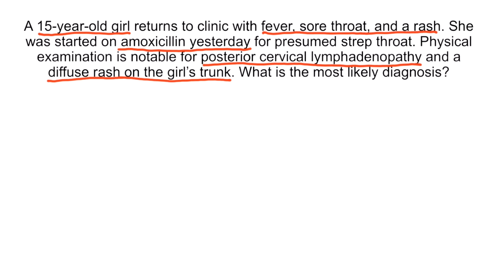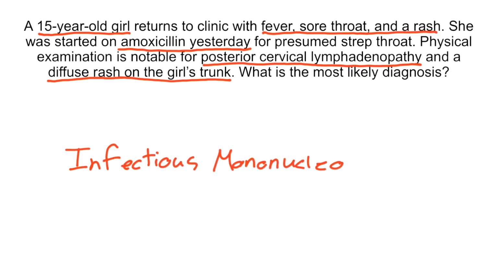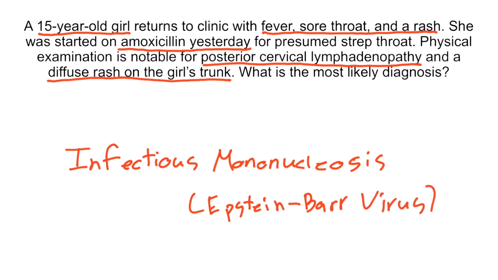Whenever presented with a teenager with a sore throat and posterior cervical lymphadenopathy, the clinician should always consider the possibility of infectious mononucleosis, which is an illness caused by EBV. One of the most high-yield facts to know about this condition is that it sometimes results in the development of a diffuse rash following treatment with an aminopenicillin, such as amoxicillin. Hence, this girl's amoxicillin should be discontinued and she should instead be managed with supportive therapy.